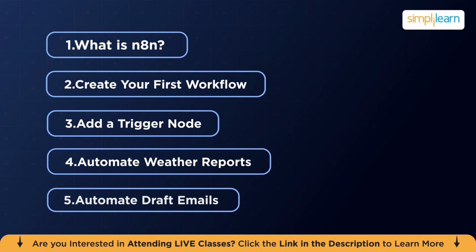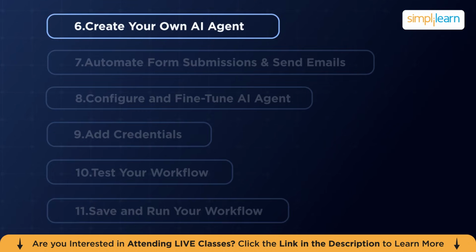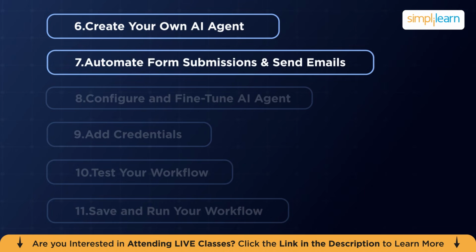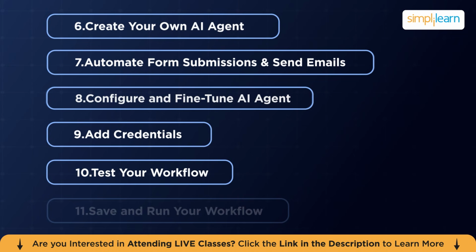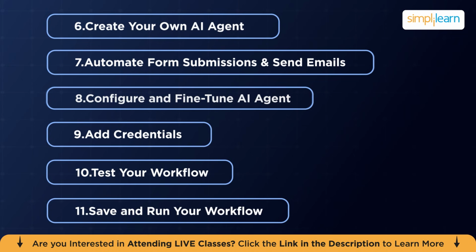I'll also show you how you can create your own AI agent, where you can customize and build your AI agent to automate tasks. Automate form submissions and send emails, where you can set up automated form submissions and follow-up emails. You'll learn how to configure and fine-tune the AI agent. You'll customize AI prompts for specific tasks. I'll show you how to add credentials, where you can secure your workflow with API credentials. Next, I'll show you how you can test your workflow. Final steps to save and run your automated workflow.